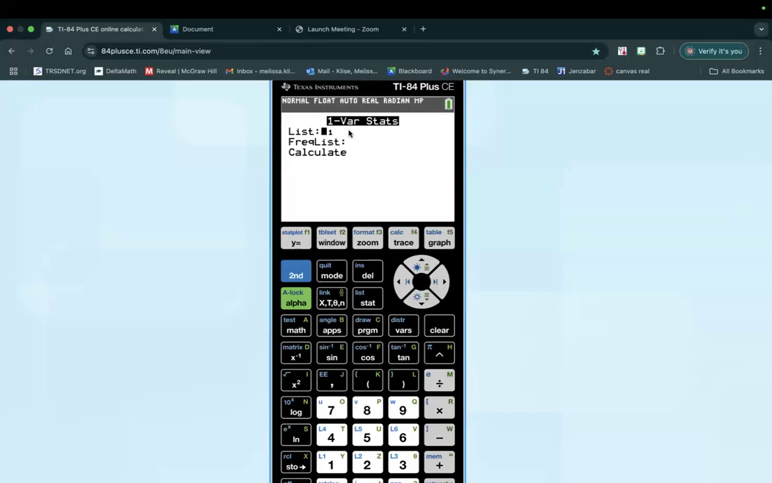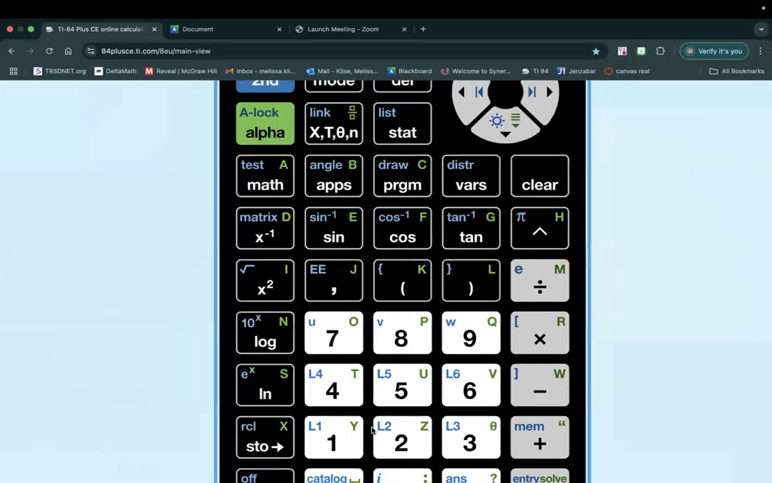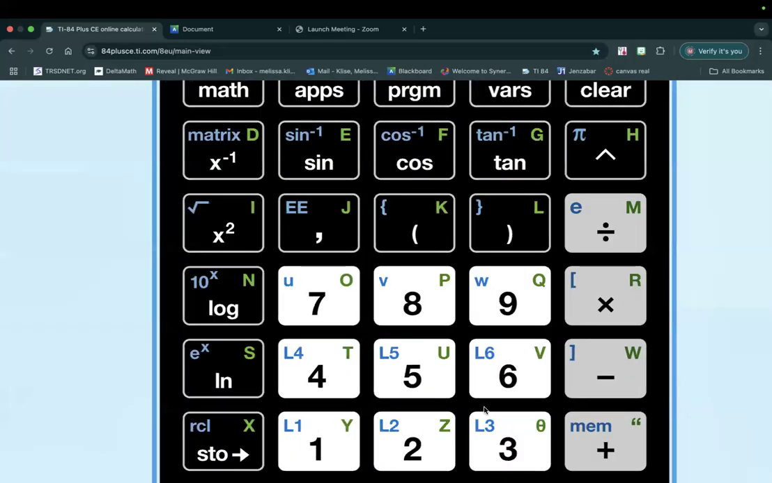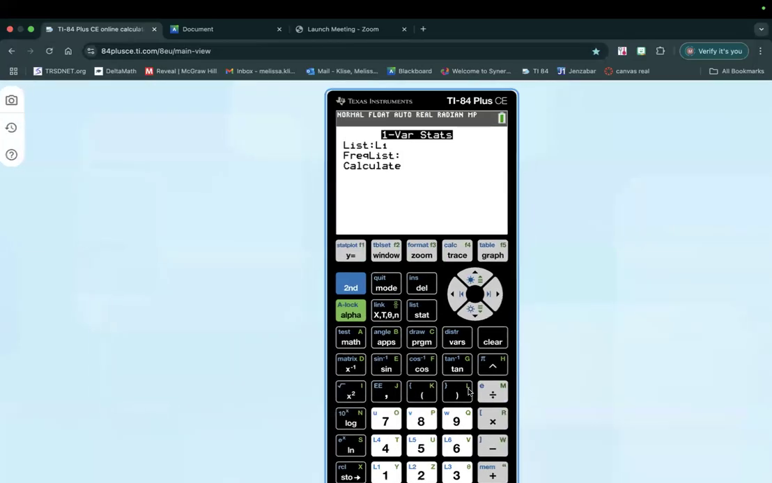Okay. Our data is in list 1. If yours doesn't already say L1 there, then you're going to need to make it say L1. The way we do that is you do second L1. If you put your data in L2, you would do second L2. Whichever list you put your data in, it's just second and then that number. So if you look, you see L1, L2, L3, all the L's right there. So it's just second and then whichever one of these numbers it's in.